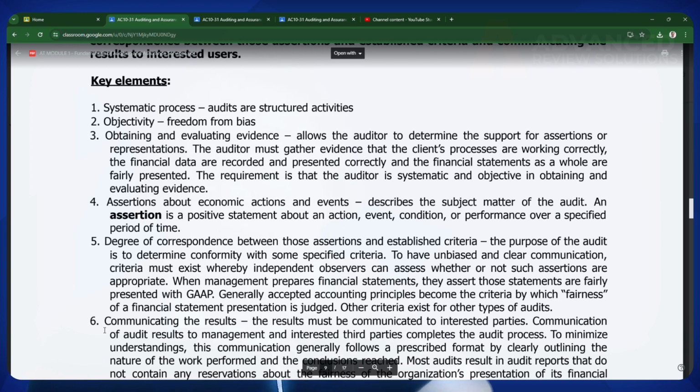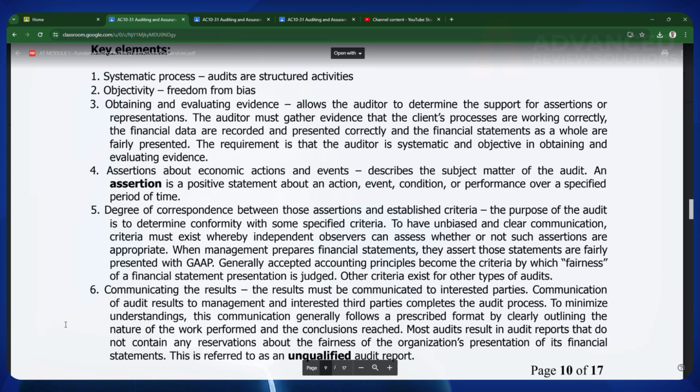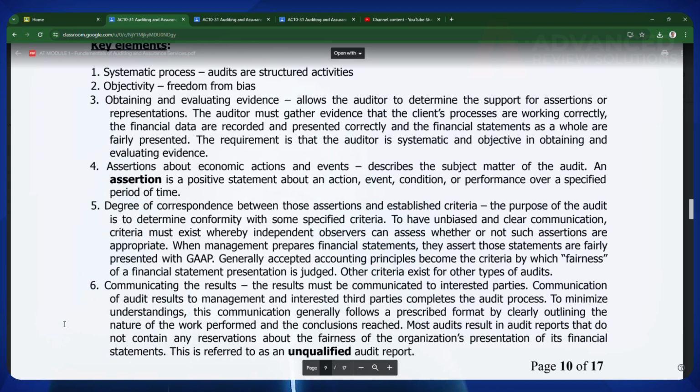Number one, it is a systematic process. Okay? Ano bang ibig sabihin ng systematic process? It is, an audit daw ay may structured activities. Alright. Pag sinabing auditing, it should be objective. Ibig sabihin, free from bias. Pag sinabing auditing, dapat you should have or to obtain and evaluate evidence. Hindi pwedeng bawal-bawal, no? Hindi pwedeng hindi mo ibibigay lahat, no?